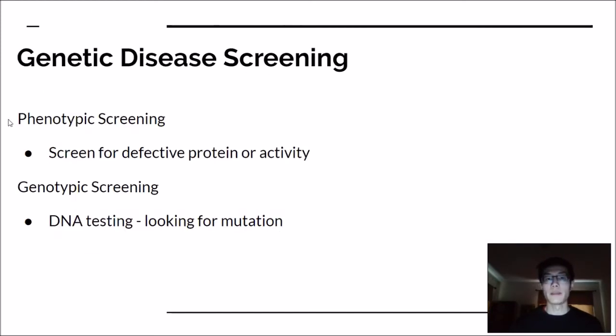Of course, when it comes to genetic disease, obviously one of the things that we want to do is to try to mediate it or potentially even cure it. And there are basically two methods that we like to use today to approach genetic disease screening. The first method is phenotypic screening, where you're screening for activity or protein problems. So you're screening for that particular protein or product in the process, the phenotype. The other way is to use genotypic screening, which is going in and testing the DNA itself for the presence or absence of certain known mutations.